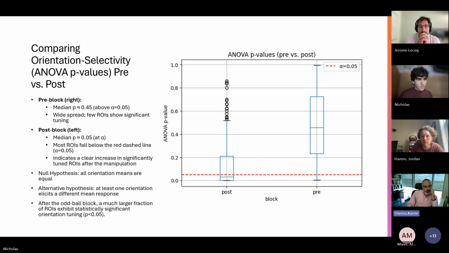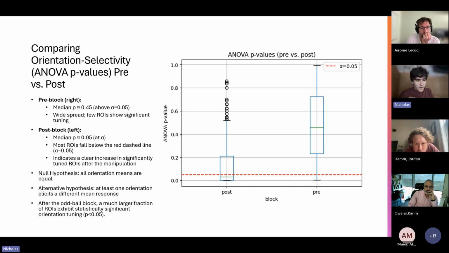Does that apply to all ROIs equally, or did you come across a subset of ROIs whose tuning was there in the pre-block but wasn't strong enough and got strengthened, or maybe didn't get as strong in the post-block as others that were originally strong to begin with?